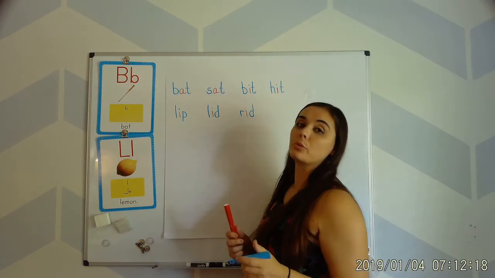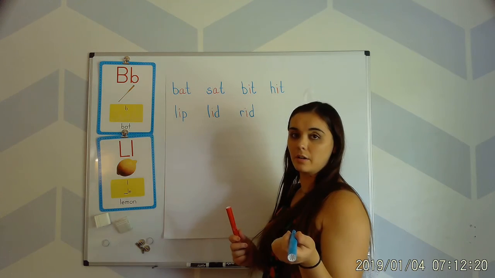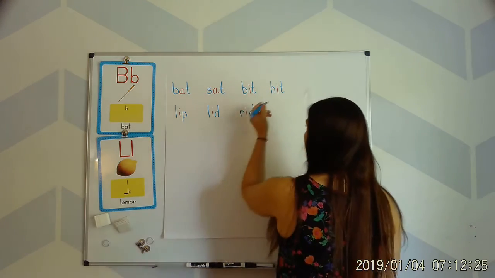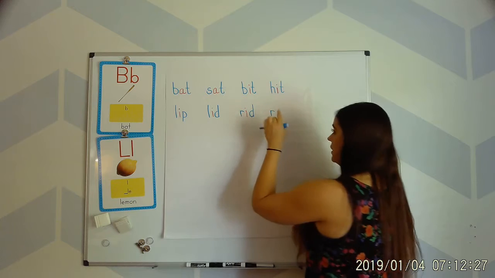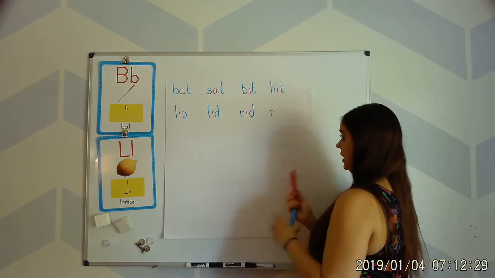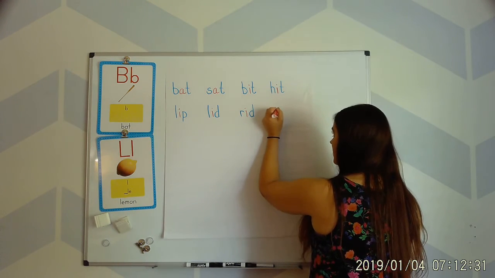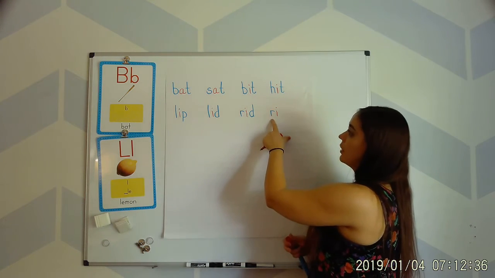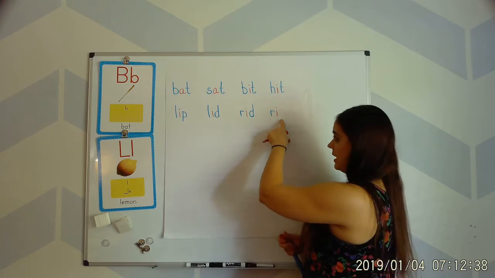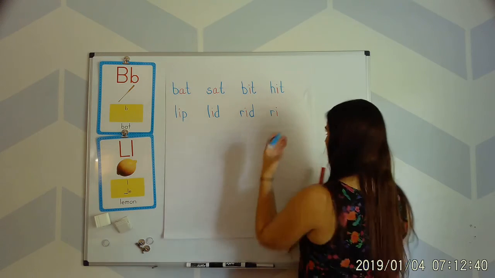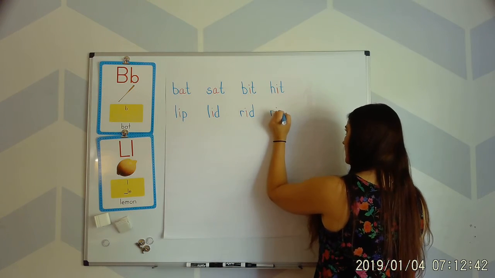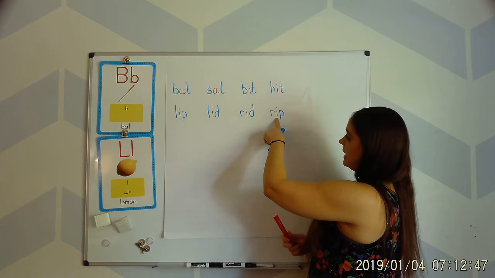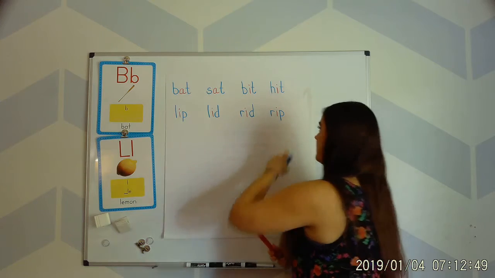And rip, rip. R, i, p, rip. I hear that r at the beginning. And then I, like the insect card, says i, ri. And P says pa, r, i, pa, rip.